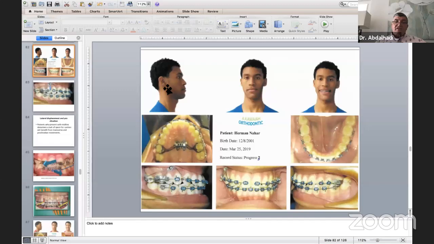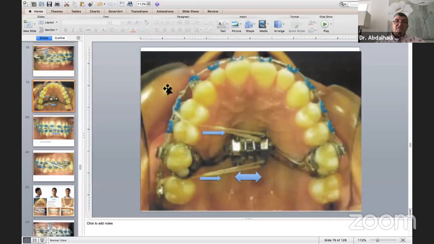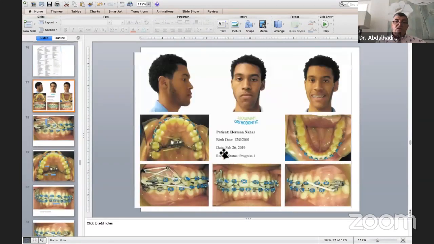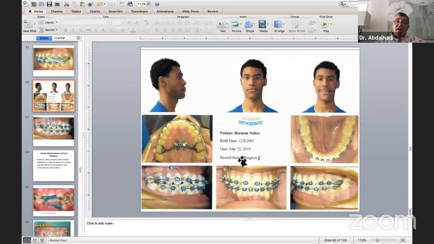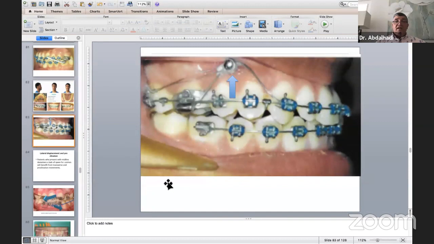Now I see him after 1 month, I think, or 2. Let me see the first date. It is here, the 26th February 2019. And now the 25th, so exactly 1 month. You see, after 1 month, I start to see opening and disarticulation of the right side. Now on the right side, the teeth do not touch. But here is the action. And you see, I started from the canine up to the second molar intruding.